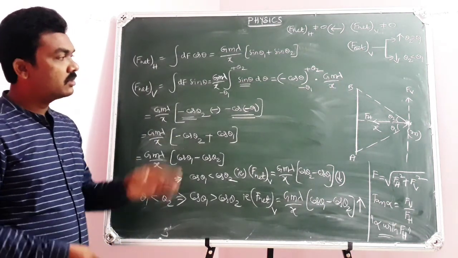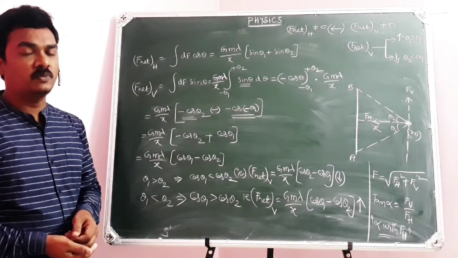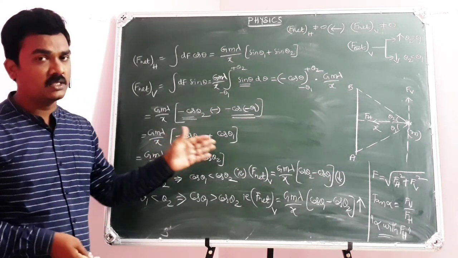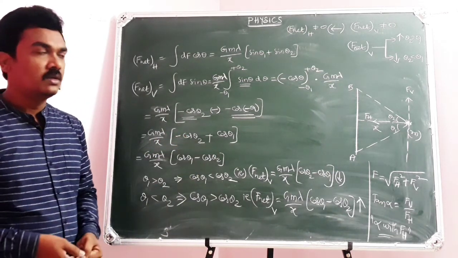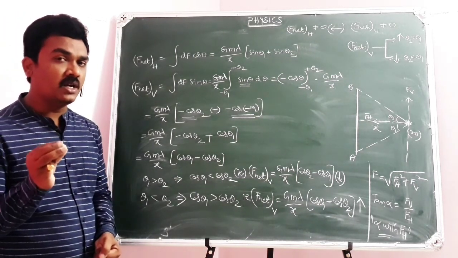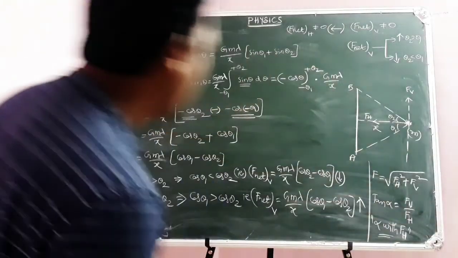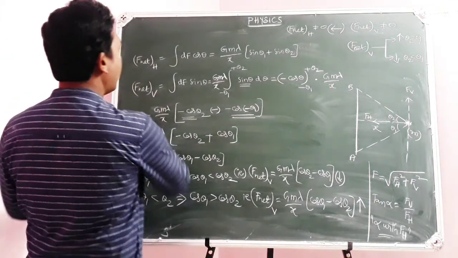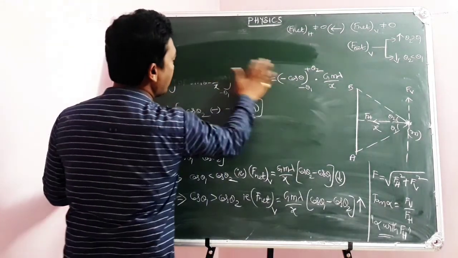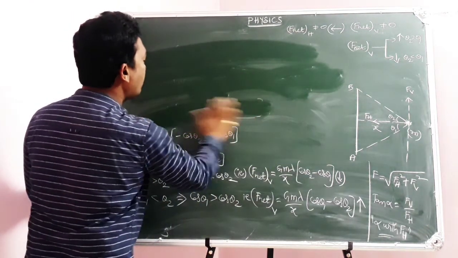Now, in this concept, we will go for special cases. What are the special cases? No doubt, you have to go for special cases in this concept. The first case is if the mass is located symmetrically about the length of the rod. Hope you are writing. If the mass is located symmetrically about the length of the rod, then theta 1 equal to theta 2.